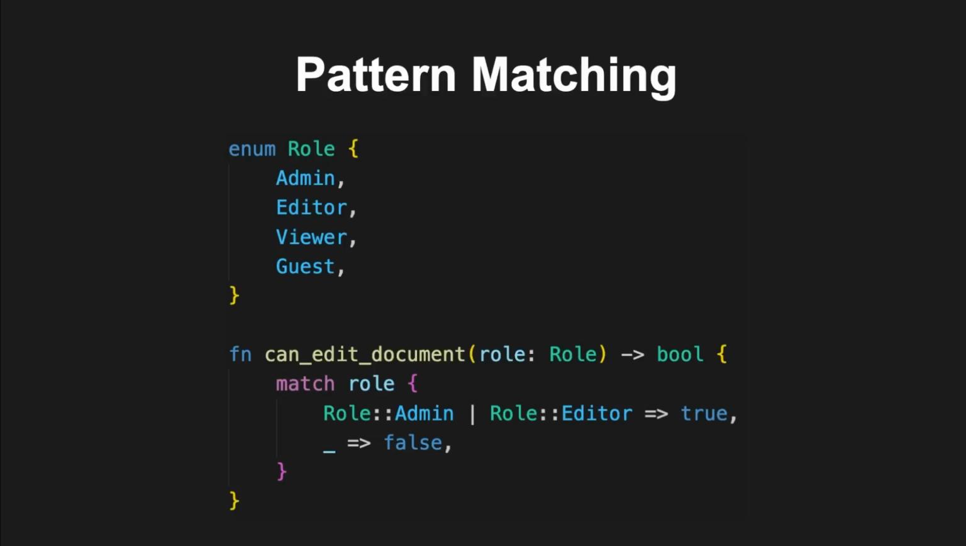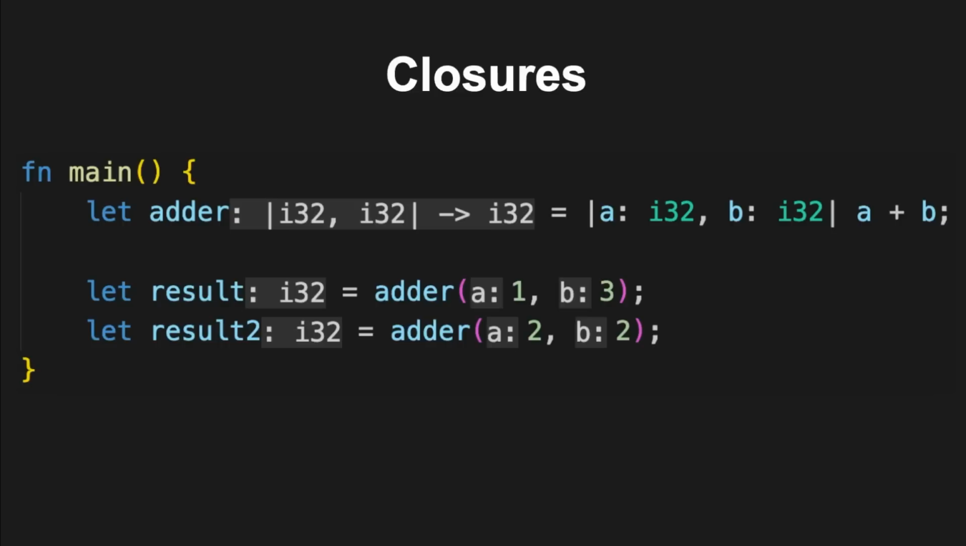Inside the function, we match on the role instance passed in and return true if the role is admin or editor, and false otherwise. Match expressions are exhaustive, meaning all possible values must be accounted for. Rust also supports closures, which are similar to functions but can be stored in variables and passed around like regular values. In this example, we create a closure and assign it to the variable adder. We can then call adder like a regular function.